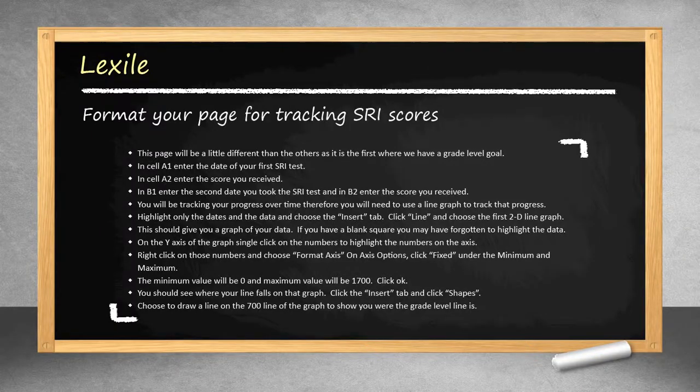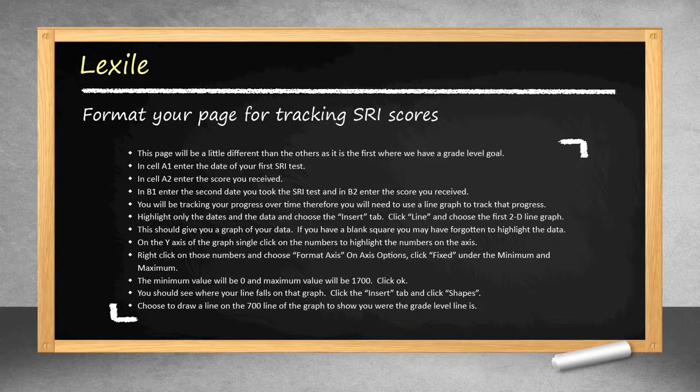This page will be a little different than the others, as it is the first where we have a grade level goal. In cell A1, enter the date of your first SRI test. In cell A2, enter the score you received on that first test. In B1, enter the second date you took the SRI test, and in B2, enter the score you received. You will be tracking your progress over time.